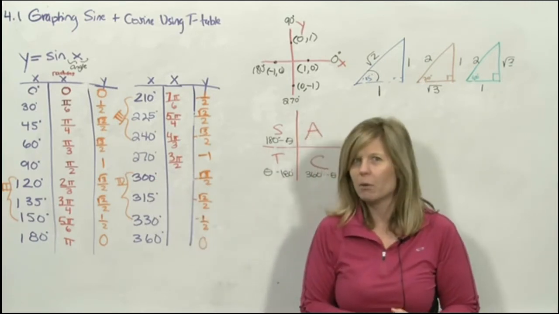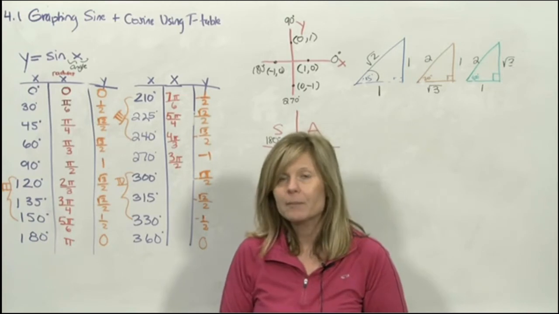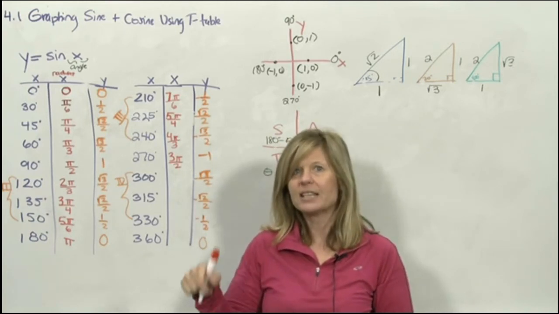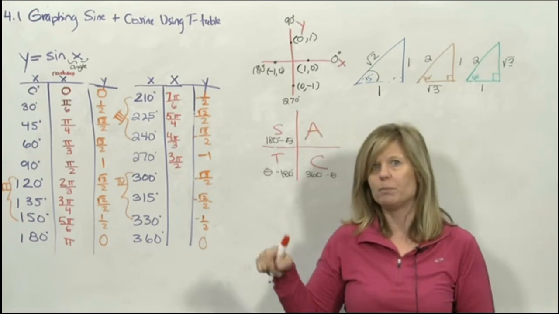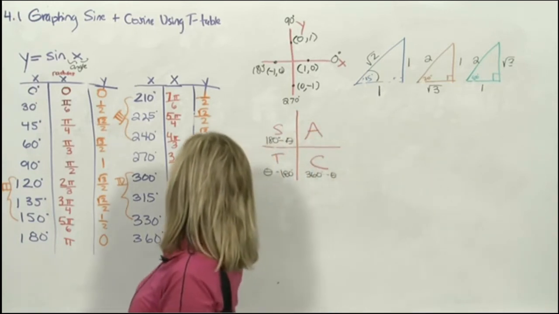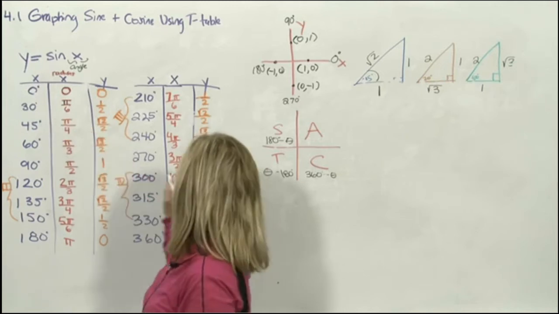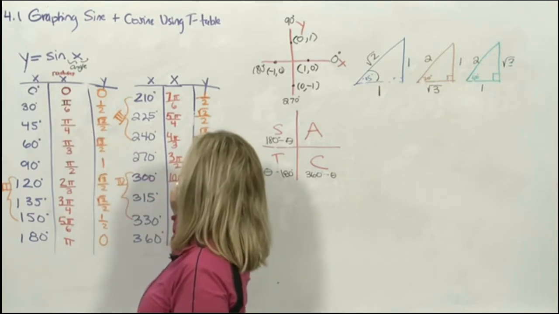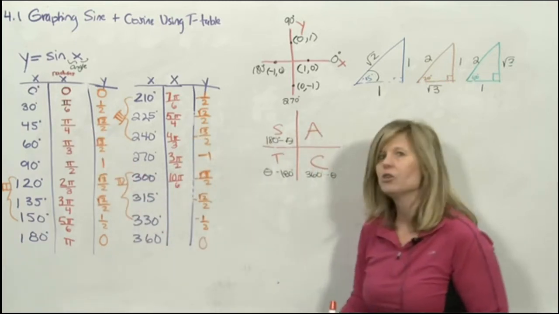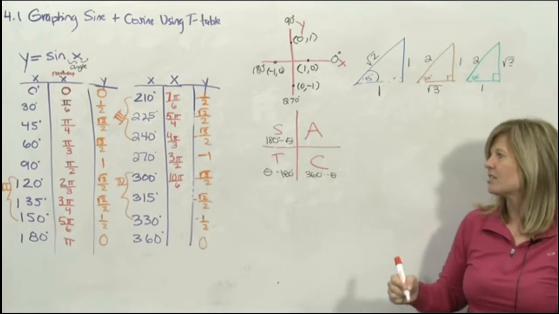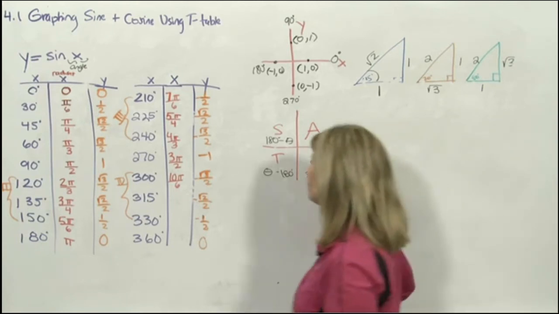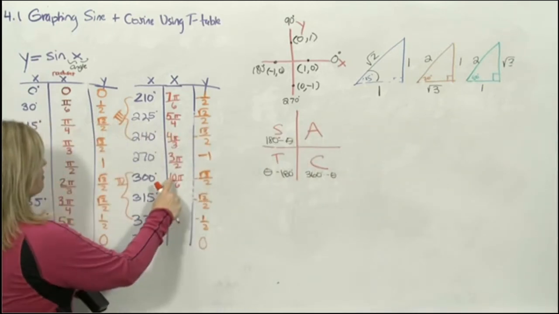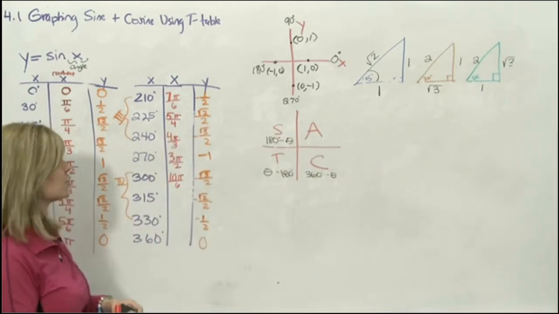300. Who's it a multiple of? 30. How many 30s get to 300? You would need 10 30s, right? 30 times 10 would be 300. So I need 10 30s, and 30 is pi over 6. Now, can you leave that radian measure as 10 pi over 6? No, it needs to be reduced, right? You would divide by 2, and you get 5 pi over 3.